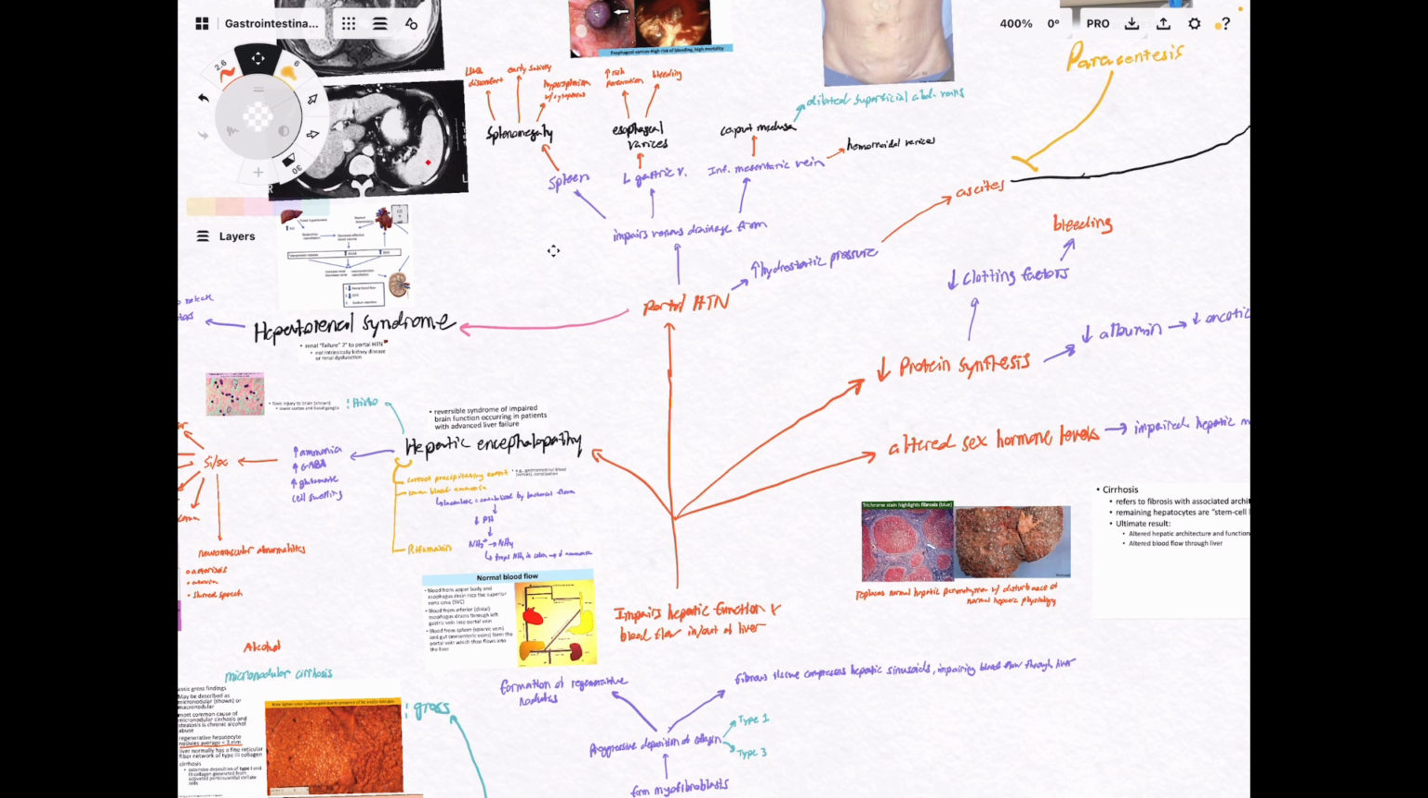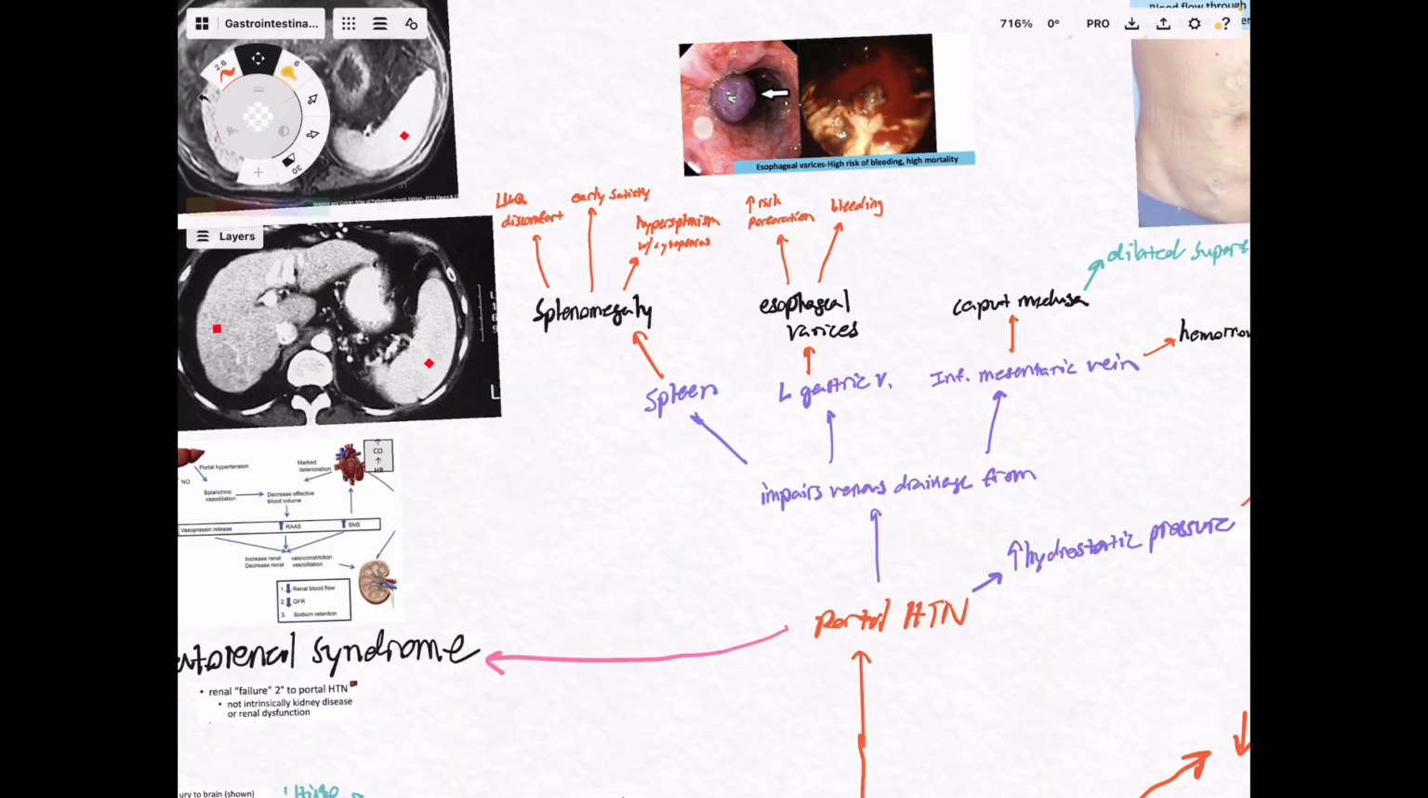So the splenic vein, obviously you'll get splenomegaly, that blood will back up into the spleen, and the symptoms you can have with splenomegaly, obviously, it's on the left side, so left upper quadrant discomfort, early satiety, so it kind of compresses the stomach, causing you to feel full earlier.